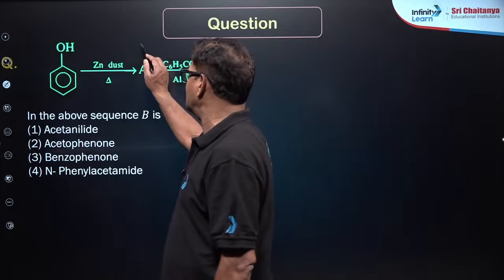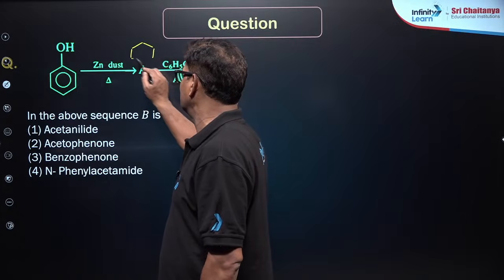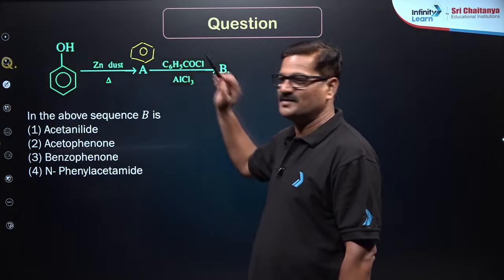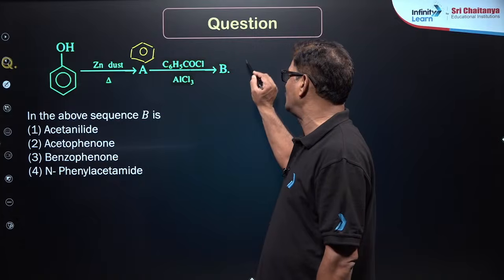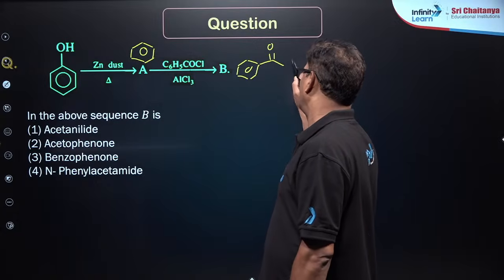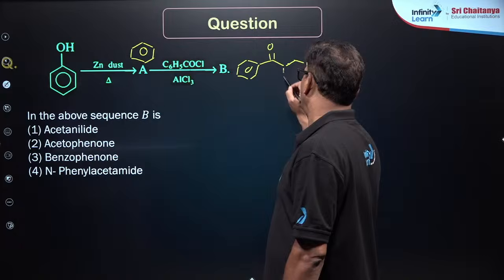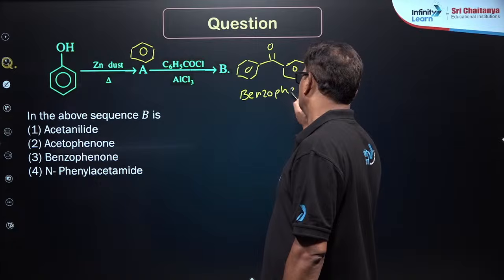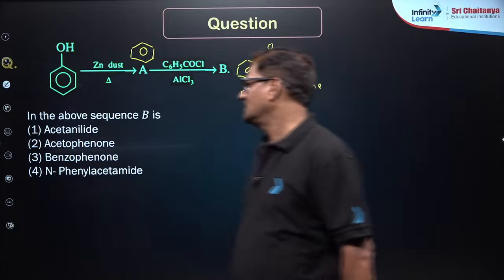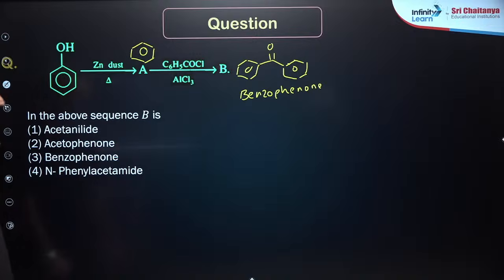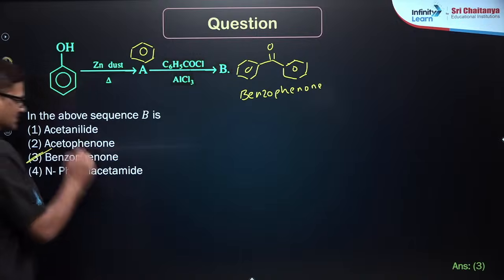Benzene reacts with zinc dust, you are going to get benzene by reduction. Now the benzene is going to react with C6H5COCl. So that is going to give you C6H5. So I mean to say this is what is called a benzophenone. So the answer for this question is going to be benzophenone. Clear?